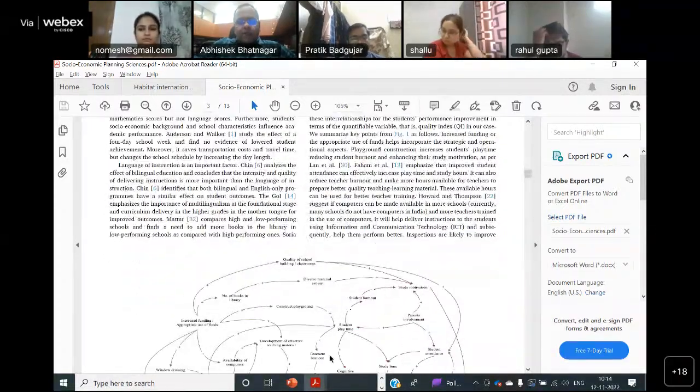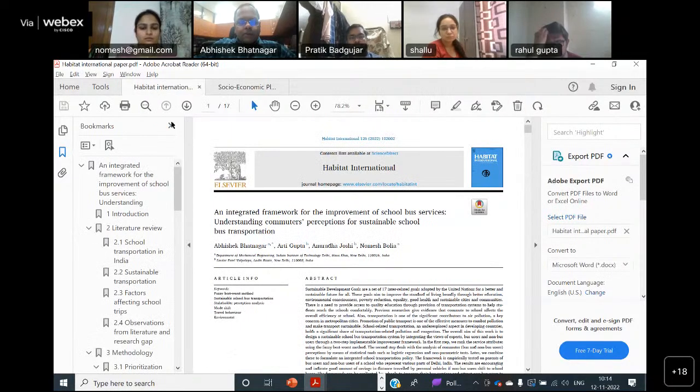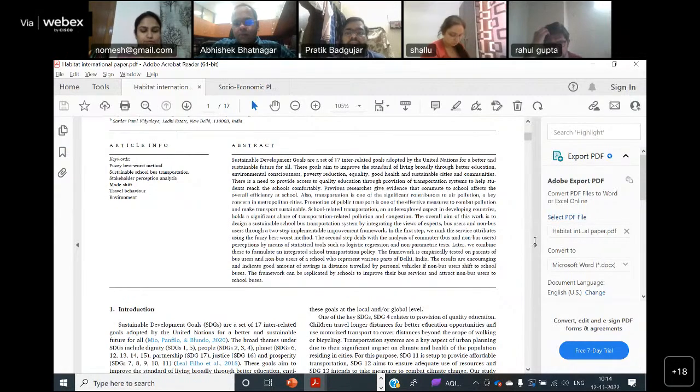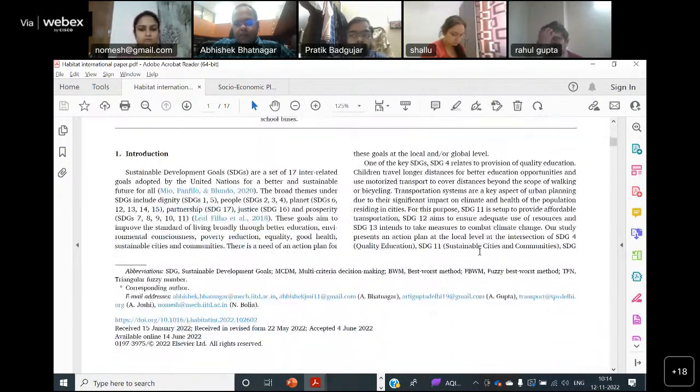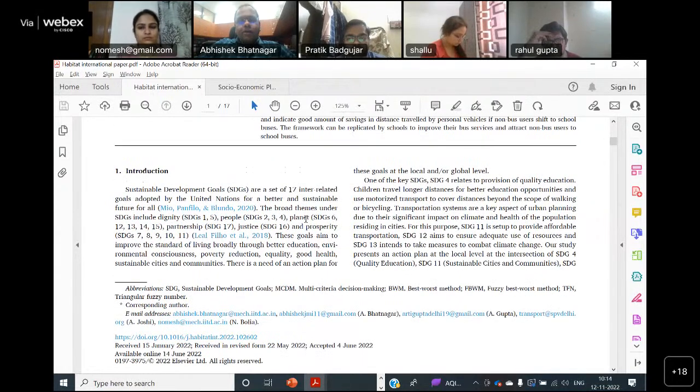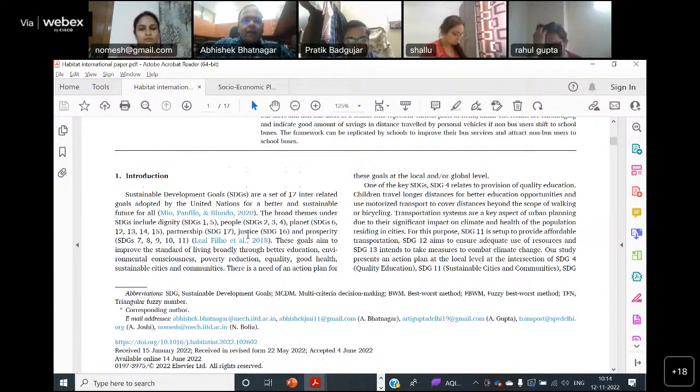For literature review, I'll show the other paper. Yeah. So first thing is, in this paper, I am targeting sustainable school bus transportation, right? So our data set is one school, but we have a large sample size of about 700 respondents. But for an international reader, a study on a school in Delhi will not be relevant unless we link it to a bigger issue.